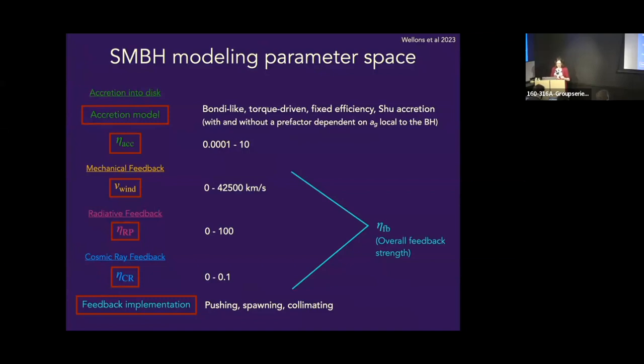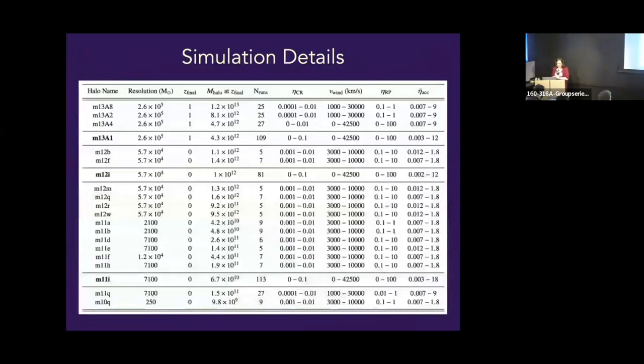And then we messed with exactly how we are implementing the feedback. Here are some of the details for those of you who are interested. You can see the resolution there. It's low by FIRE standards, but still somewhat high compared to other simulations, which are larger in volume. We focused our efforts on 3 halos in particular, one massive galaxy, one Milky Way mass, one dwarf galaxy, and then ran some models on other halos as well. And there's about 500 runs in total, spanning all that big parameter space.